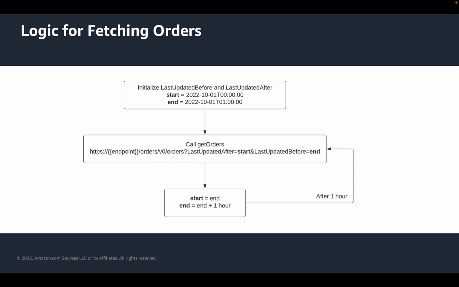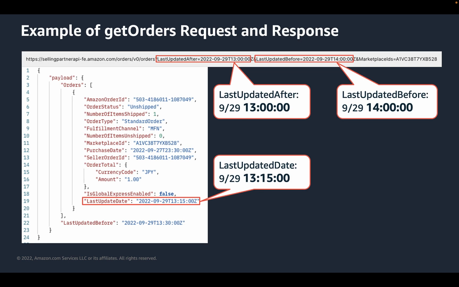This logic looks flawless, but it may lead to a missing order. Let's take a look at an example to see what I mean. In the snippet, this request is trying to fetch all the orders that are updated between 13th and 14th hour. You can see the last updated after parameter is specified to 13th, while the last updated before parameter is specified to 14th. And from the response, there is only one order in this time range, which is last updated at 13:15. High level, this looks totally fine.